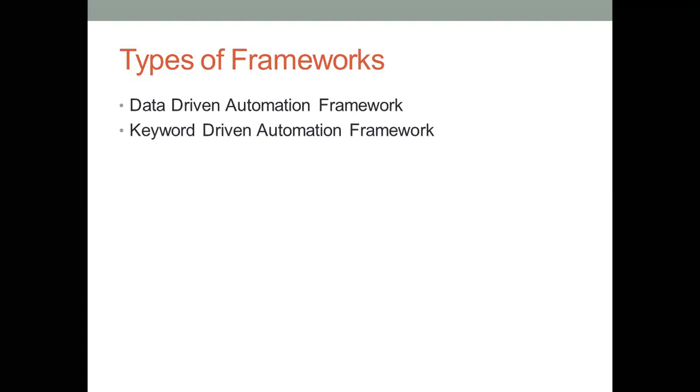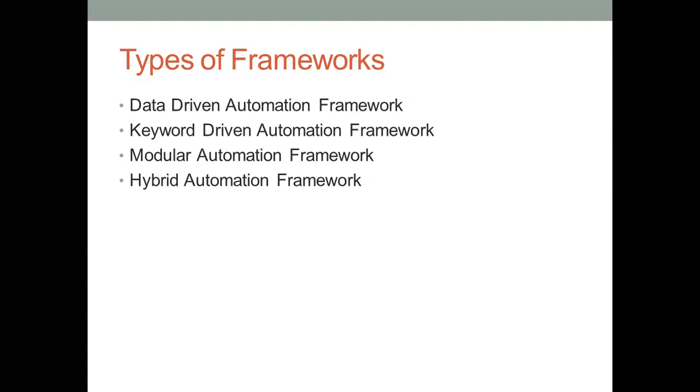So all of you know keywords. When we search on Google, we use some keywords. So same in framework also, we use keywords. That framework is known as keyword driven automation framework. Third, modular automation framework. Then next, hybrid automation framework. So that is the combination of two frameworks, hybrid.